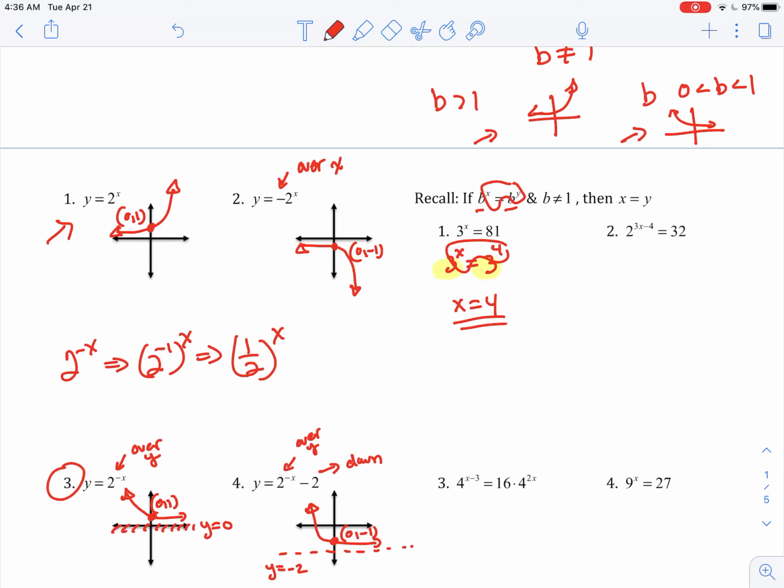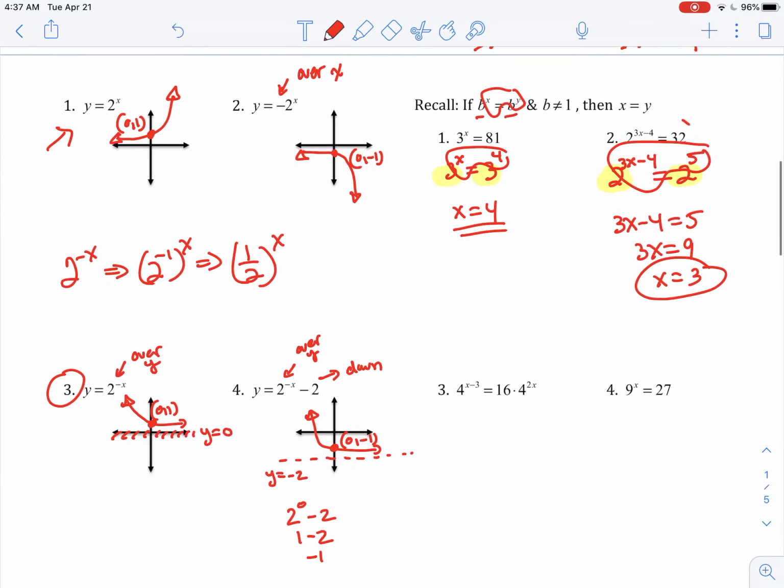On number 2, the left side has a base of 2. We could rewrite the right side with a base of 2, and 32 is the same thing as 2 to the 5th power. And again, since our bases are the same, left side is equal to the right side, then that means that our exponents would have to be equivalent. So 3x minus 4 would have to equal 5, or we would get x equal to 3.